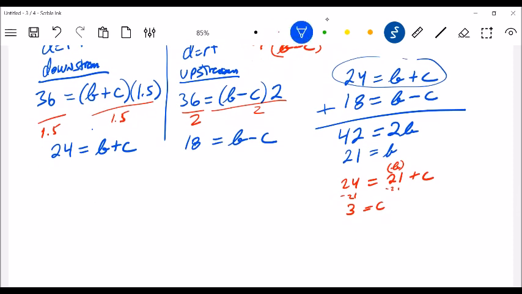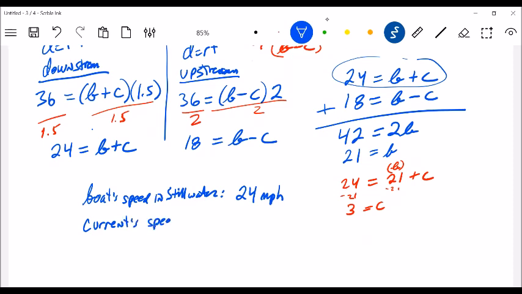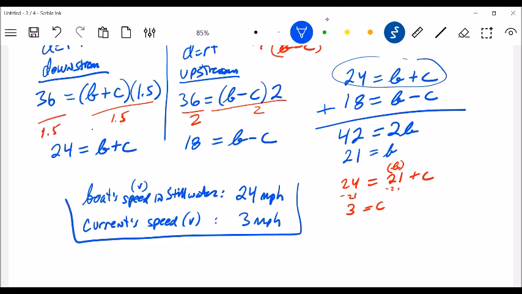So we now know our two answers. Boat's speed in still water is 24 miles per hour. Current's speed, or velocity, that's what they called it, is 3 miles per hour.